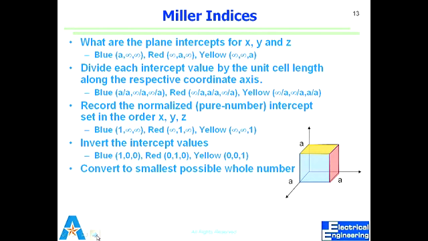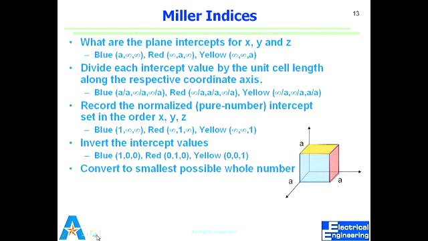So what are the intercepts for x, y, z? We find the intercept for the three planes. Blue is A. There's no intercept for y and z, so those are infinite. So we flip them: 1 over A, so A over A, and infinite. We divide by the unit cell length, get something, and then flip it. We get 1, 0, 0; 0, 1, 0; and 0, 0, 1. Does it make sense? How do we get to those numbers?